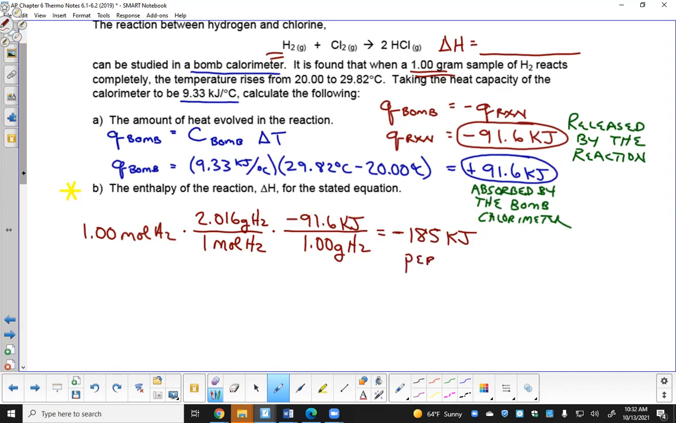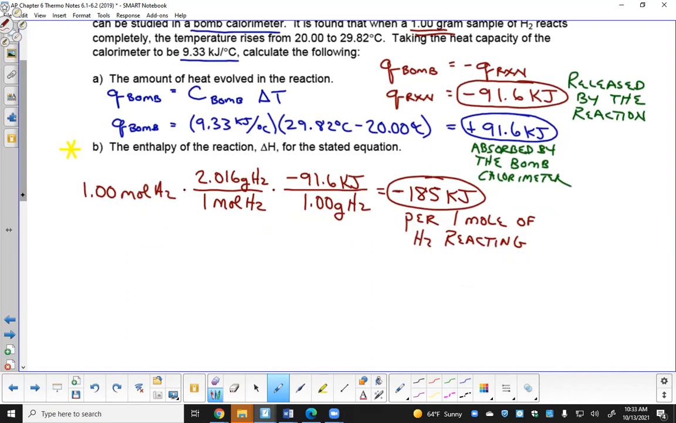So that is per 1 mole reacting. That is the number that's gonna go up here. So by doing a bomb calorimeter thing with 1 gram of the sample, I can relate that 1 gram to the moles that are in the balanced equation and make that into a thermochemical equation based on the mole-to-mole ratio in that equation.